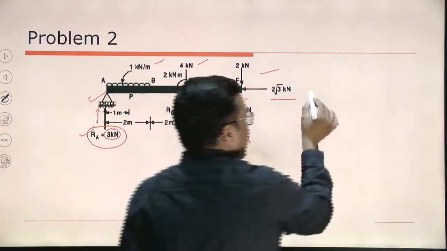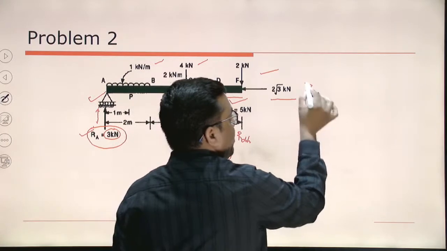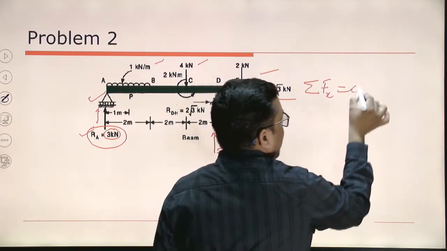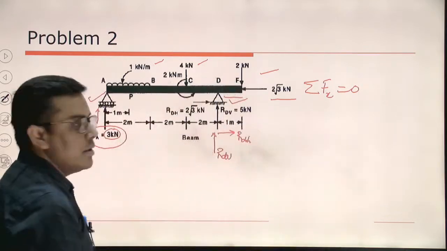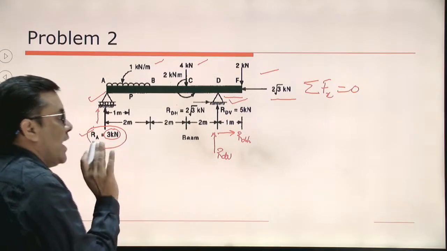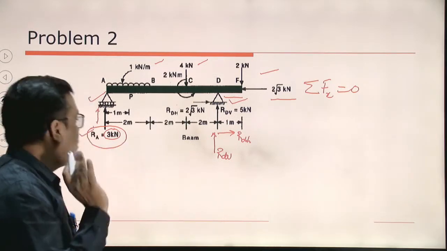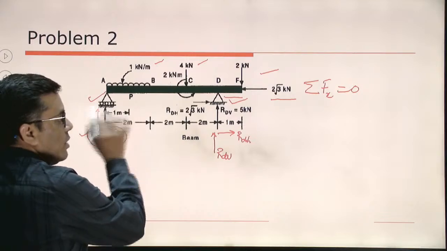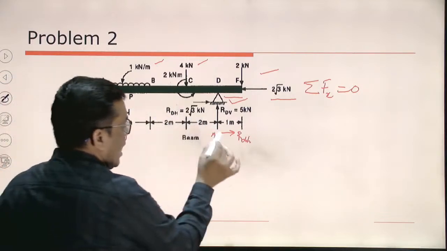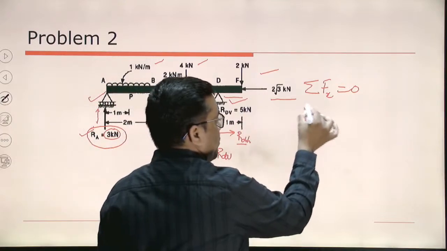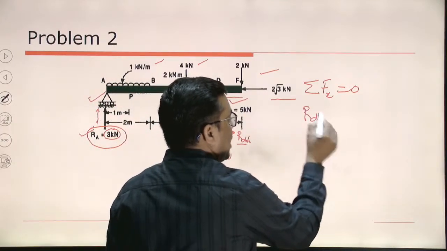For a two-dimensional coplanar force system, how many conditions of equilibrium we are having? The first one is sigma Fx equals to 0. It means the algebraic sum of all the forces in x direction must be equal to 0. So what are the horizontal forces? Is there any horizontal force here? No. Then we can get one horizontal force here. This is RDH.